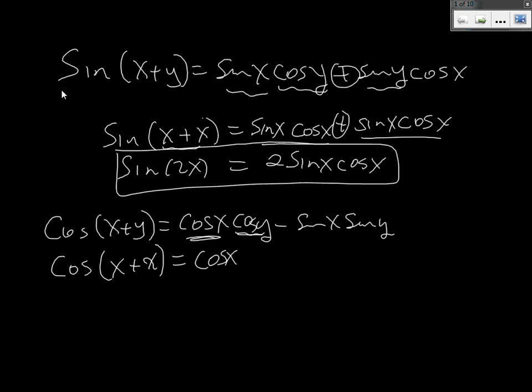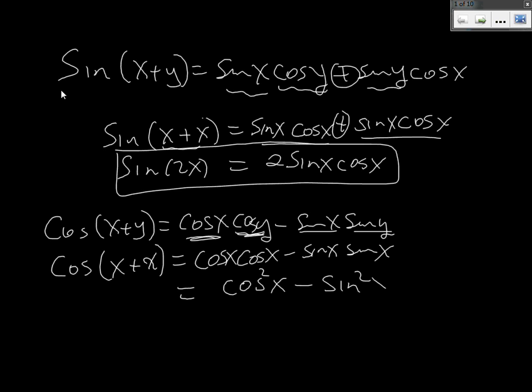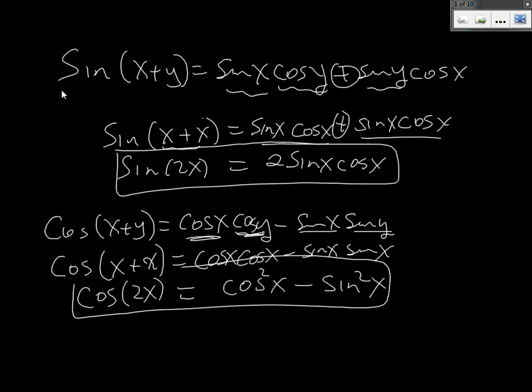There was cosine x, cosine y, but y is now x, minus sine x times sine y, which is sine x. I meant to say sine x. So on the left side, we get cosine 2x, right side, we get cosine squared x minus sine squared x. On the left side, x plus x is 2x. There it is. That's the formulas for the double angles for sine x, cosine x.